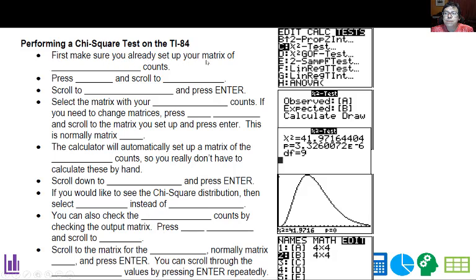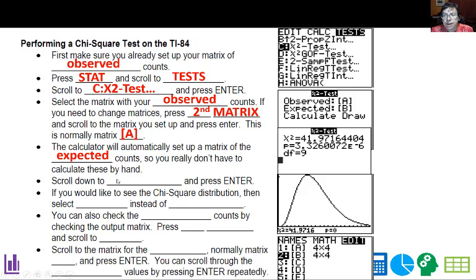First, make sure you already set up your matrix of observed counts if you want to do a chi-square test. Then press stat and scroll to tests. So there you see tests, and then we have chi-square test. Scroll to C and press enter. Select the matrix with your observed counts, matrix A. If you need to change matrices, you can press 2nd, matrix to change them, all right? And scroll to the matrix you set up and press enter. This is normally matrix A. The calculator will automatically set up a matrix of the expected counts, so you don't have to do that one yourself, all right? Scroll down to calculate right there and press enter.